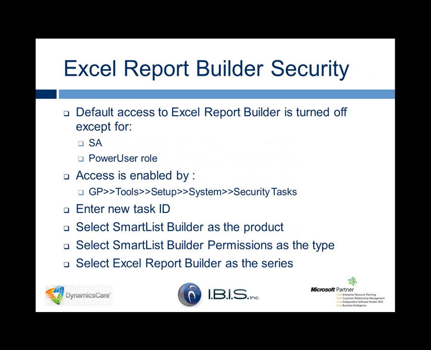Okay, so I'm going to briefly talk about it a little bit more, and then we're going to actually start diving in, and I'm going to show you more specifically what it is instead of just killing you through PowerPoint. So default access to Excel Report Builder is automatically turned off except for a couple of different roles. More than likely, as you log into GP, you're not going to be in an SA role or a Power Users role. Access is enabled, as you can see, by GP Tools, Setup, System, and Security Tasks. And what I'm going to do is just show you instead of talking about it.